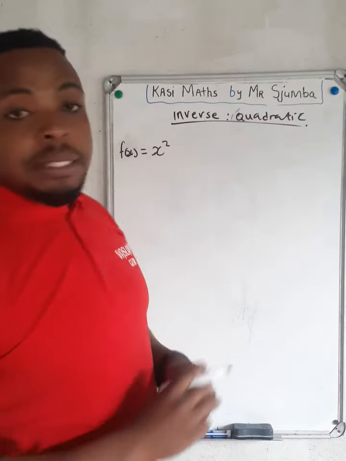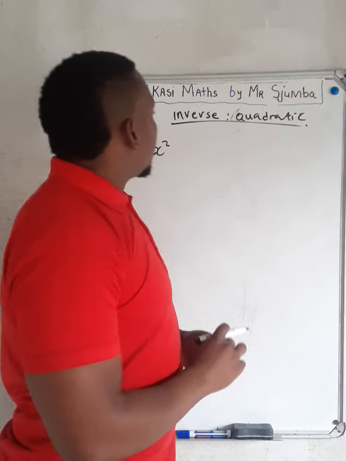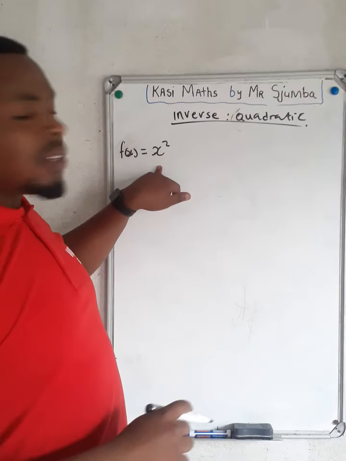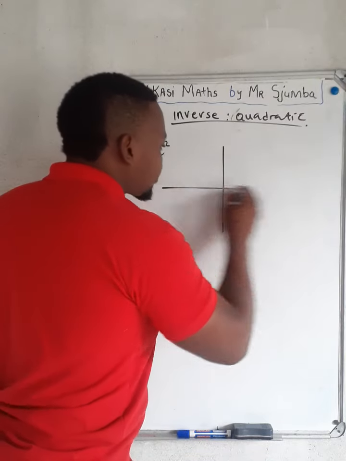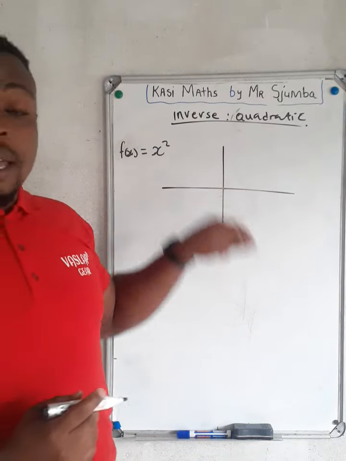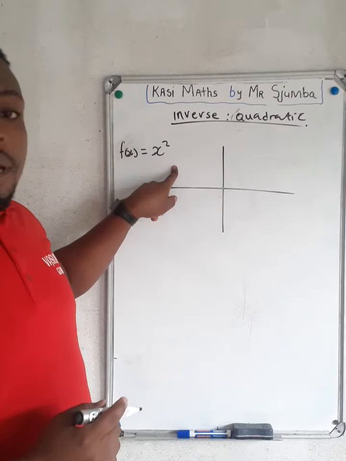Inverse quadratic. So yeah, it's inverse quadratic. So we must plot alone. So sketch f of x equals x squared.